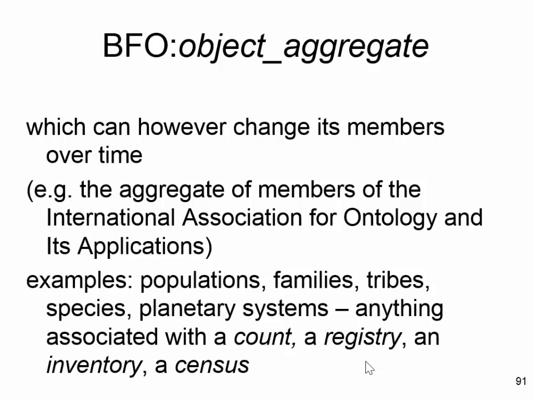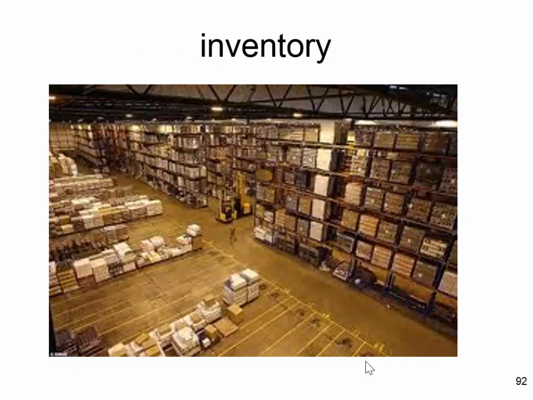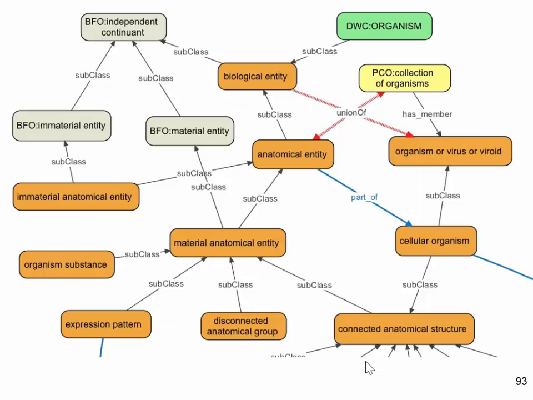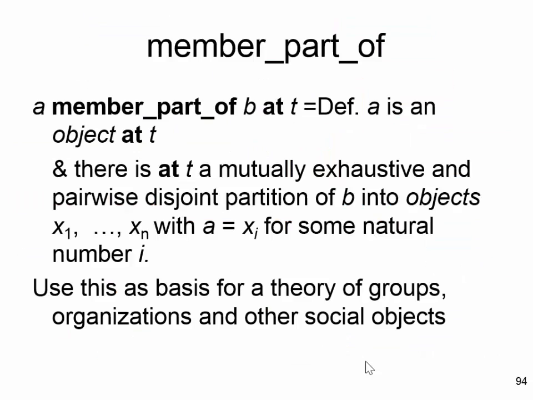The object aggregate which consists of all the items in a given automobile part warehouse, that's an object aggregate. And we even have a list of all the members. And this is part of the populations and collections ontology. Say again? Populations and communities, yeah. Yes. And this is a definition of member part of.